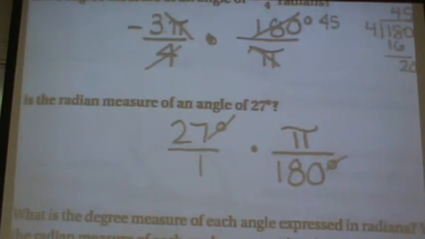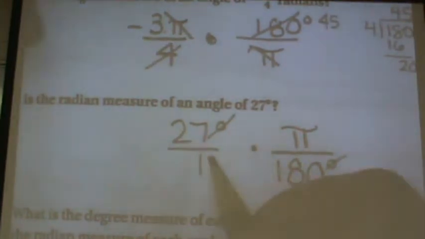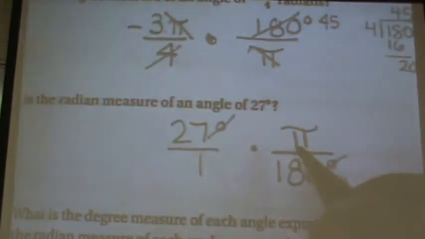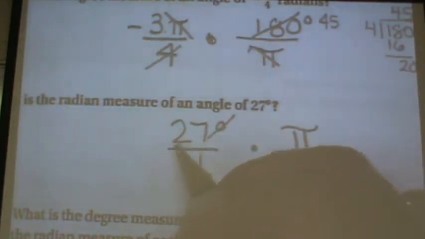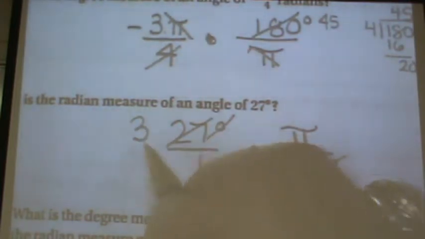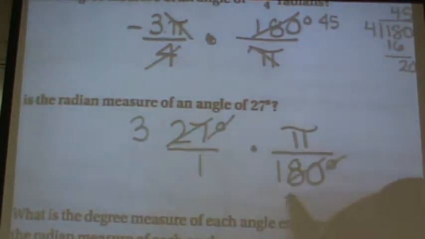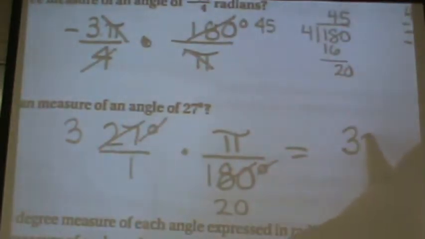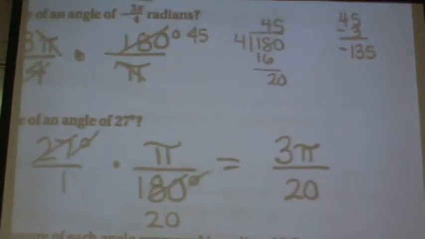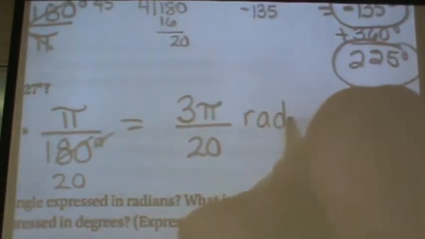Tell me what number goes into 27 and 180? 3, 9. 9 is bigger. 9 goes into 27 3 times, 9 goes into 180 20 times. So multiply across: 3 pi over 20. And that is automatically in radians. You don't have to write radians, but if you want, you can write radians.